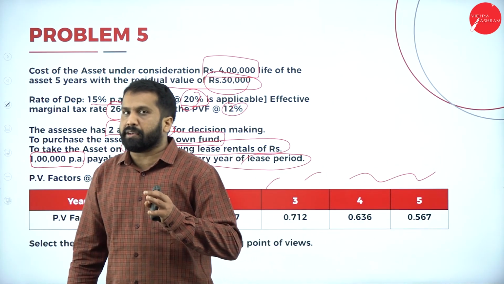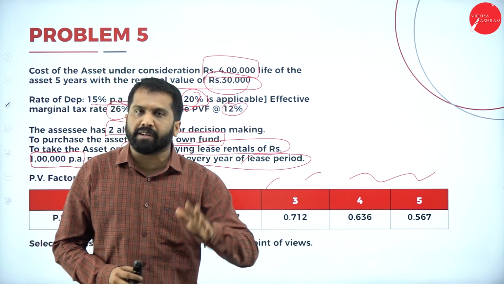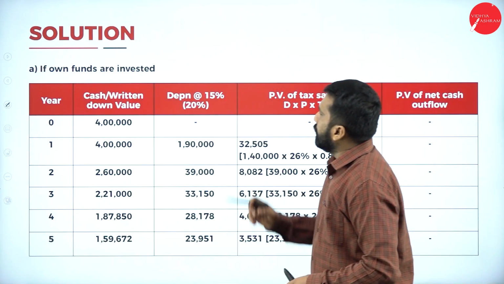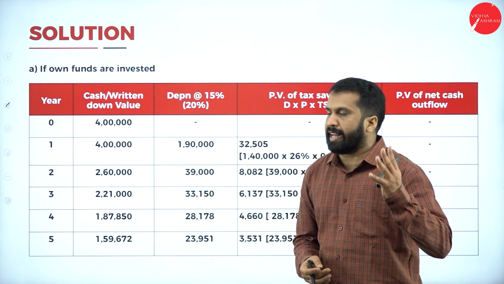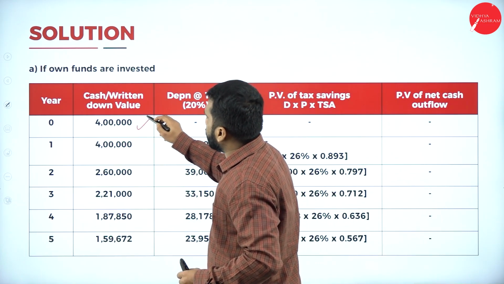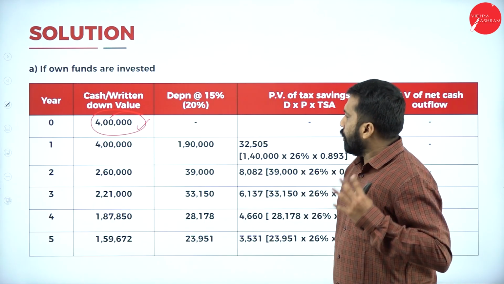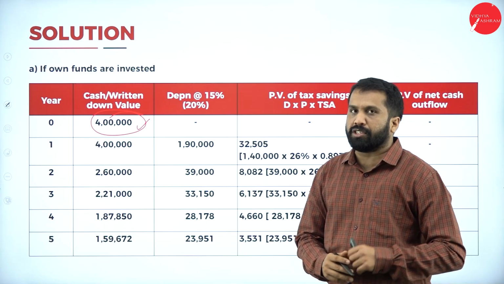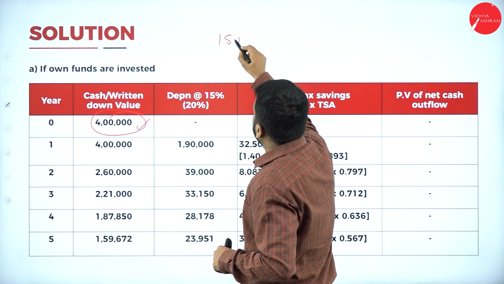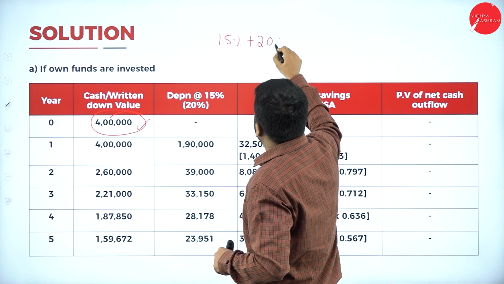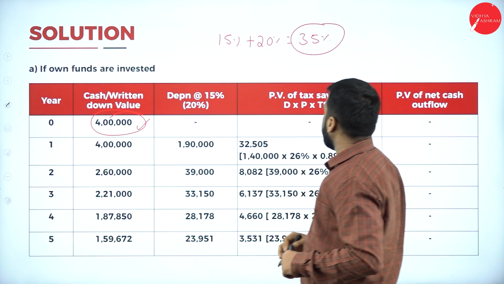Now, you know how to calculate own fund. Only calculate depreciation, PV factor, you are done with that. Now, your own fund is invested. How much you are investing? 4 lakh. Now, your investment cash outflow is 4 lakh. Now, on 4 lakh, calculate depreciation. First year, how much you are supposed to calculate? 15% plus 20%. Total, it is 35%.